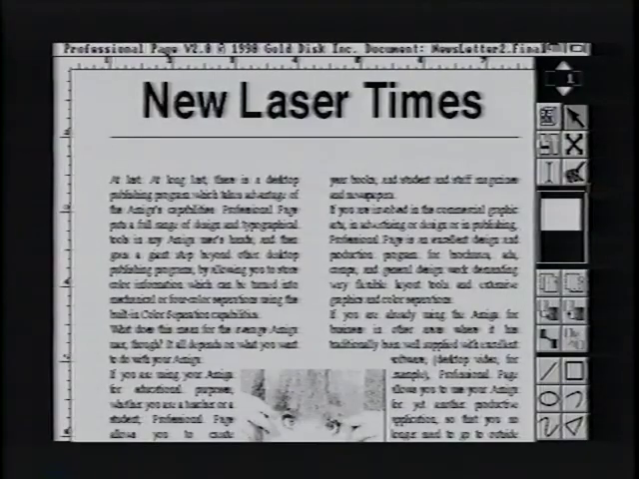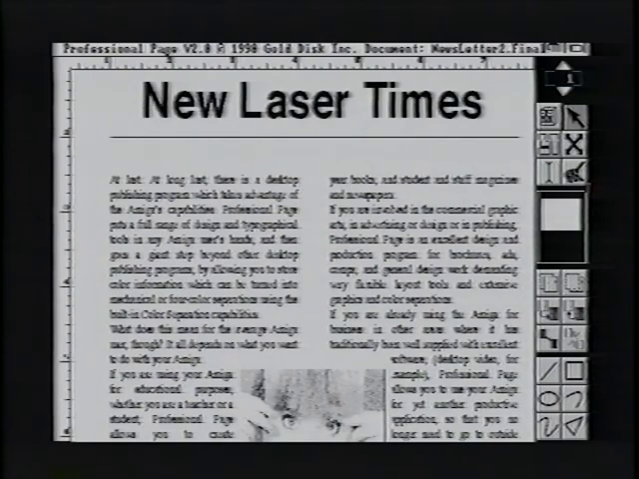You could just create a single box and import all your text into that one box, or you can get a lot more creative. You can follow along with the example in your Professional Page manual, if you like. Let's say that we would like our newsletter to look like this. A simple title at the top, 2 columns of text, and a graphic in the middle. There are a number of ways that we could do this.